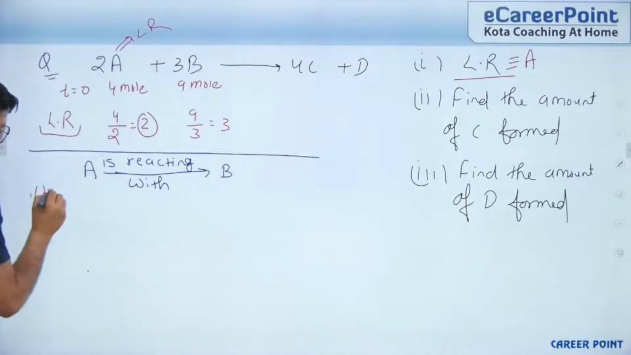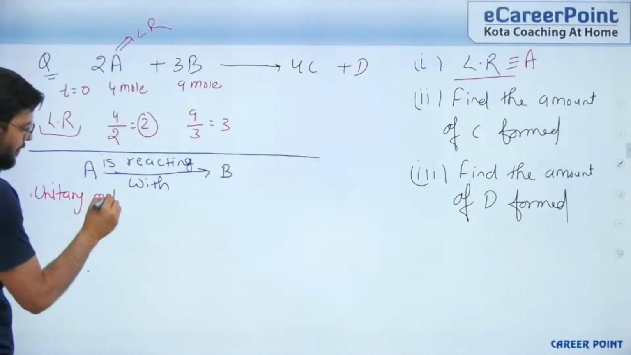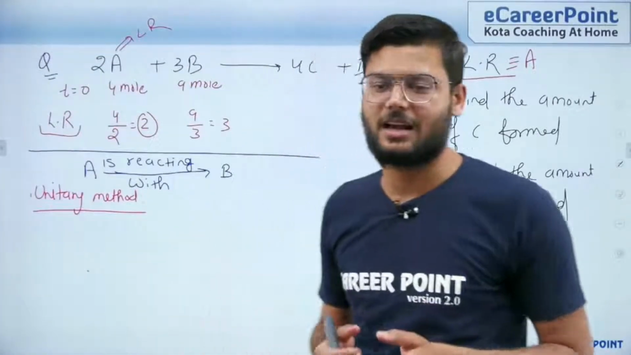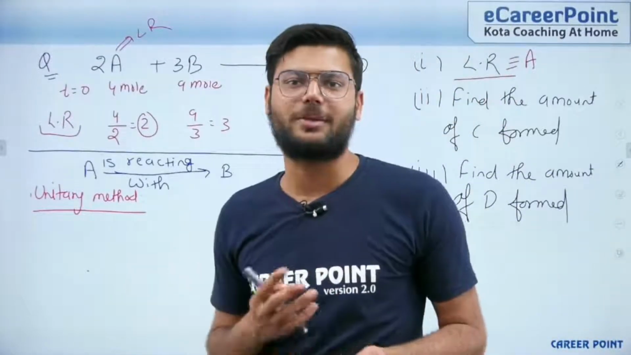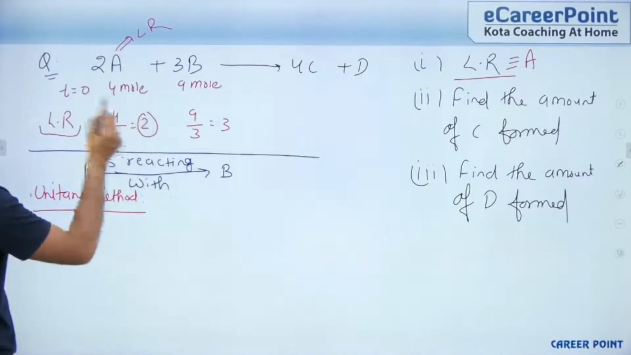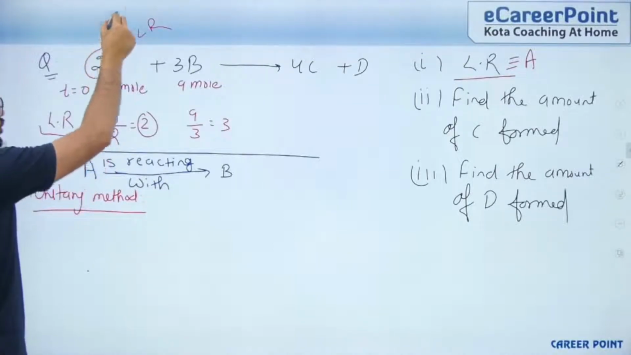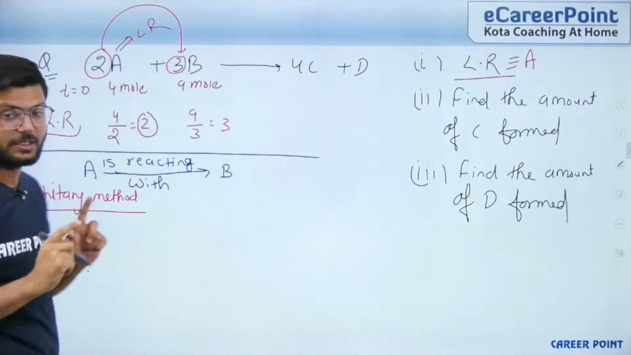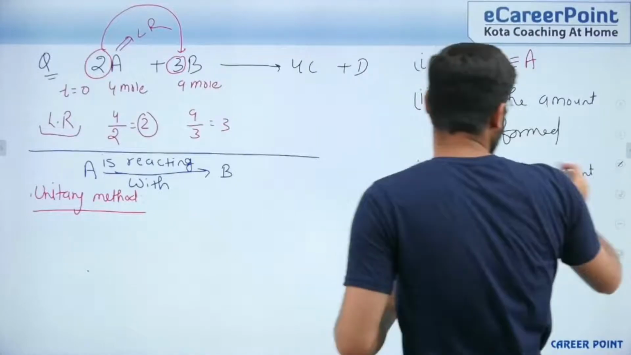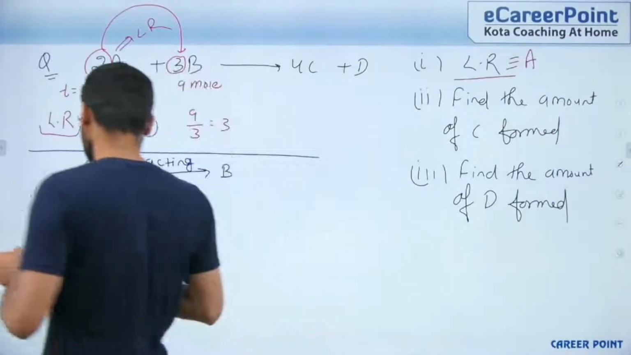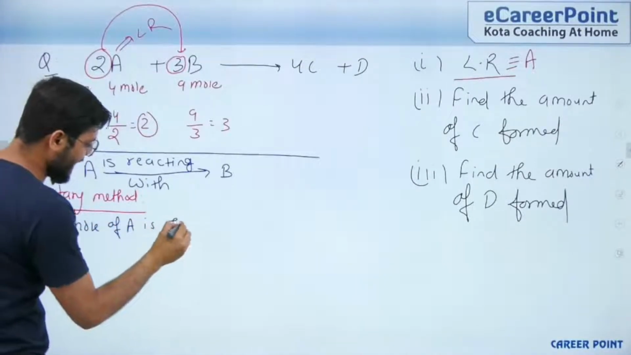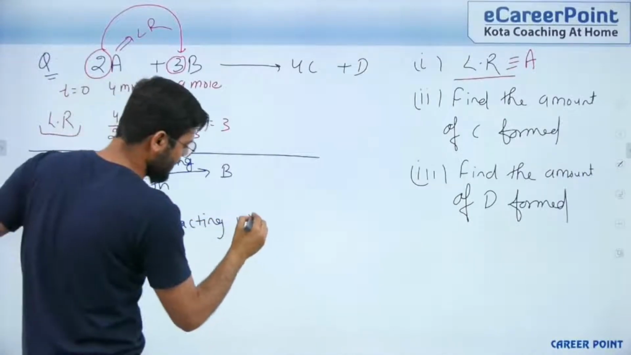Unitary method. You must have done it in class 3rd and 4th, when we do questions like: if 1 pencil has a rate, and 10 pencils cost 20, how much will be the rate for 5 pencils. Similar to that, unitary method. So A is reacting with B. From the stoichiometry, I can extract the information by looking into the reaction that 2 mole of A is reacting with 3 mole of B.